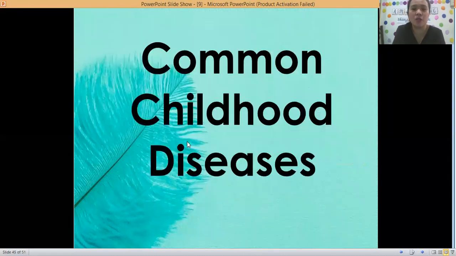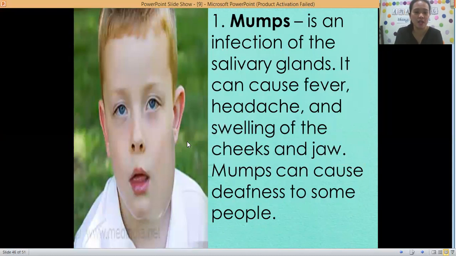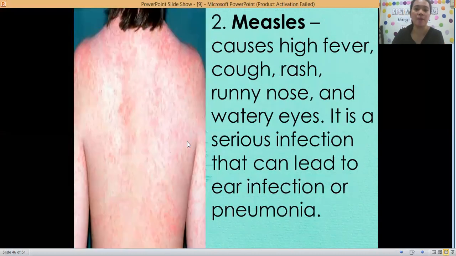So what are the common childhood diseases? Number one, mumps is an infection of the salivary glands. It can cause fever, headache, and swelling of the cheeks and jaw. Mumps can cause deafness. So some people, the boy with this, that is the mumps.